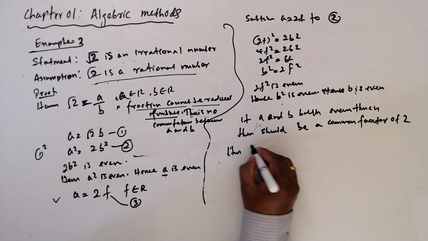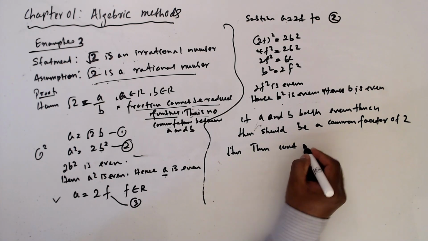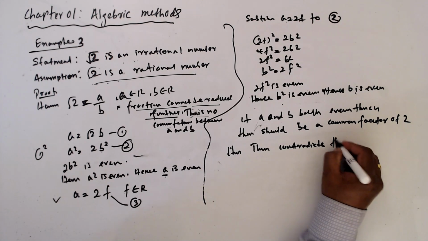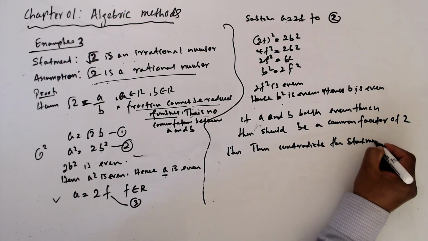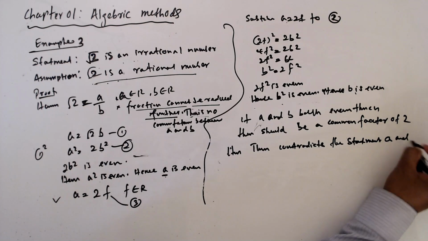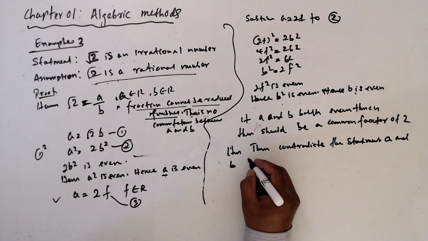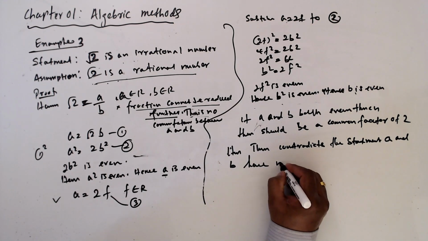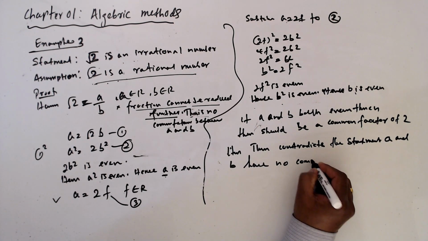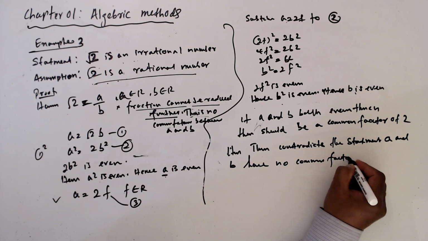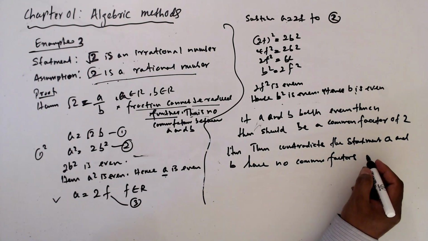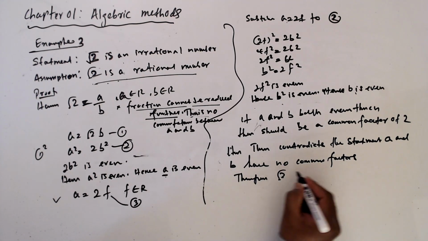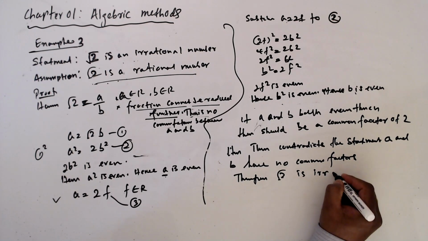Hence, this contradicts the statement that a and b have no common factors. Therefore, square root 2 is irrational.